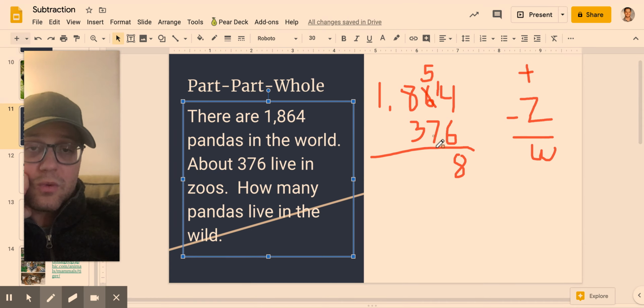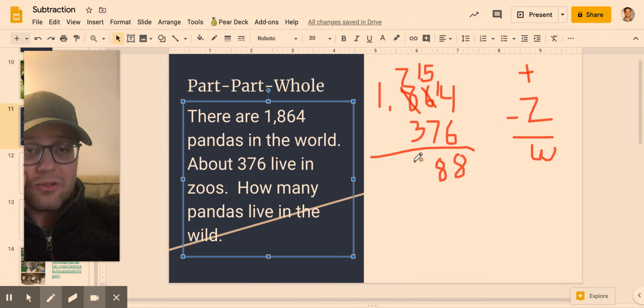So we're going to regroup. That would be negative 20. 50 minus 70, negative 20. But we'll take away 100 and add 10 tens. 10 tens is the same as 100, so instead of having 8 hundreds, we have 7 hundreds. We put 10 tens over here. 15 minus 7 is 8.